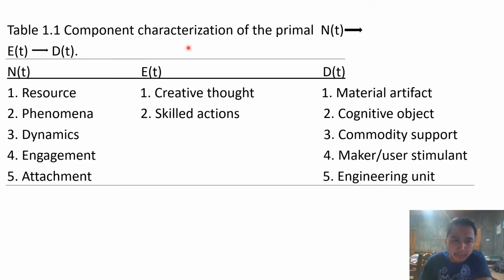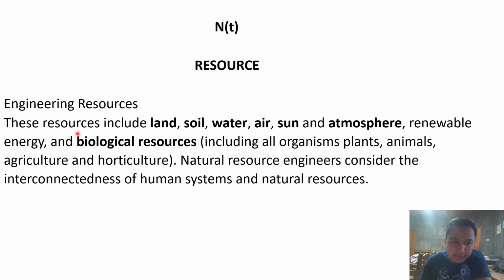Table 1.1, component calculation: primal INT, ET and INT research, dynamics, engagement, attachment; DT creative thought, skilled action; DT material, artifact, cognitive object, commodity support, make user stimulant, engineering unit. INT research, engineering resources.